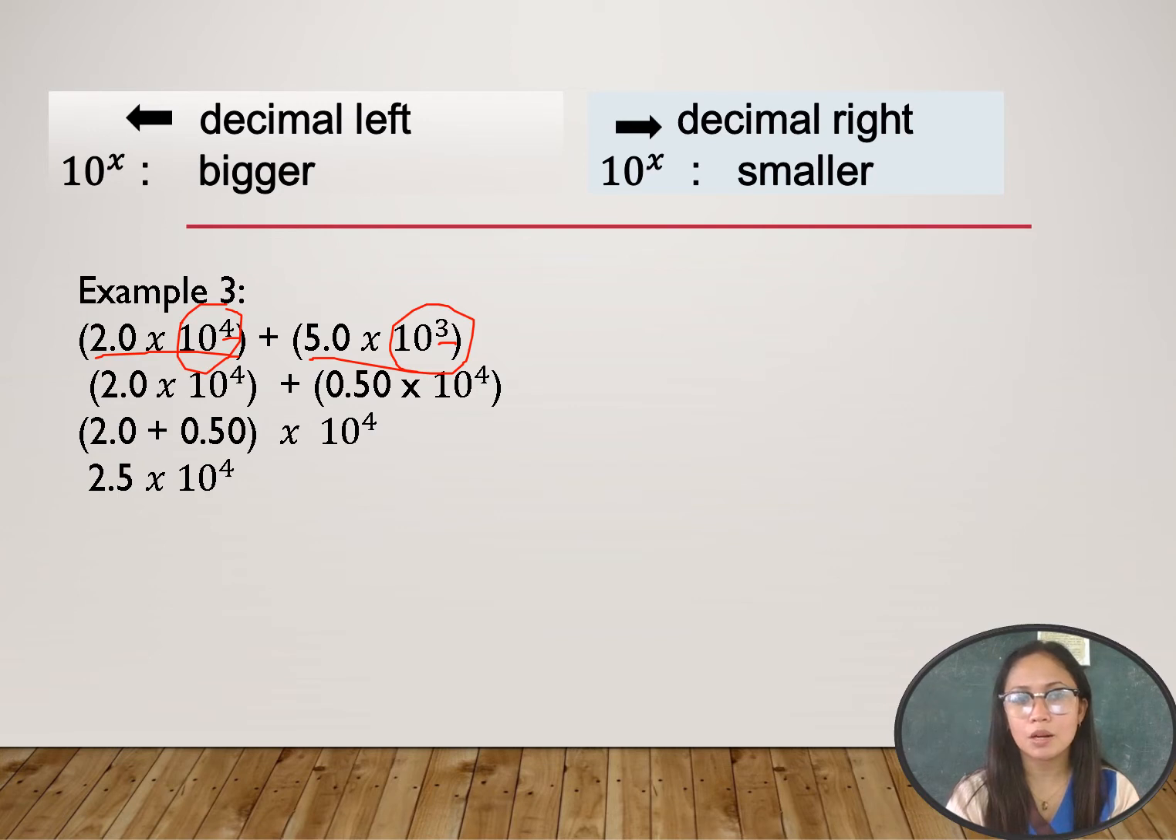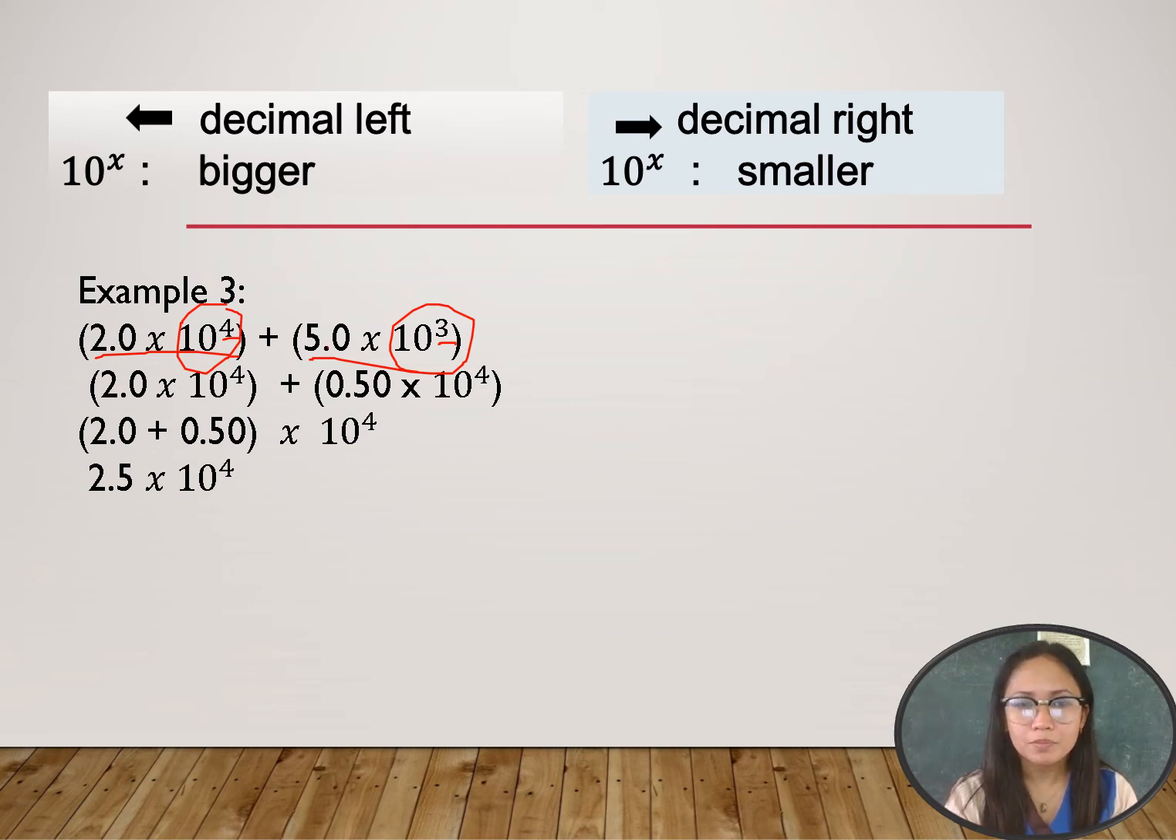For our example here, I'll choose to change 5.0 times 10 to the power of 3. And notice that the target exponent is 4. So we must get the bigger number. Therefore, we need to move the decimal point to the left. And how many places? To make 3, what is lacking to make it 4 is 1. So 3 plus 1 is equal to 4. So we will move it to the left only once.